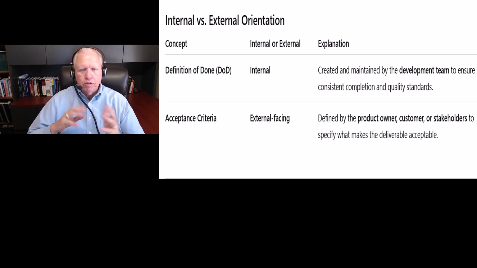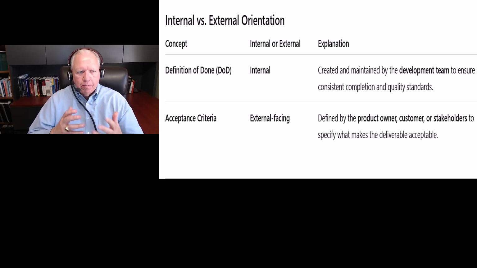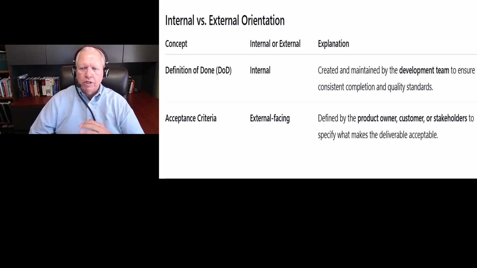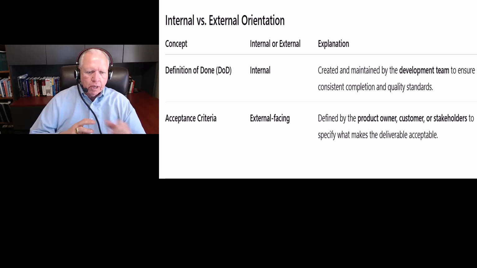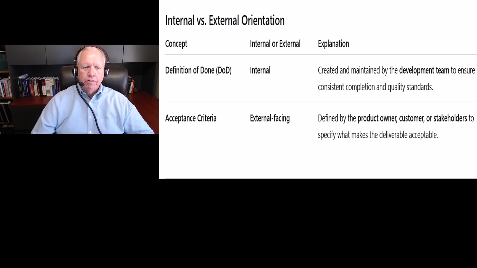So when we talk about definition of done and acceptance criteria, let's go at it first off from the aspect of internal versus external. So a definition of done, typically, is looking at it from an internal standpoint. It's created and maintained by the development team, ensuring consistent completion and quality steps. And so you have control of that internally. Acceptance criteria would be external facing, defined by the product owner, the customer, or the stakeholders, and specify what makes the deliverable acceptable. But both of these sound very similar. I'll show you an example before we get off of the video today of what we're talking about.